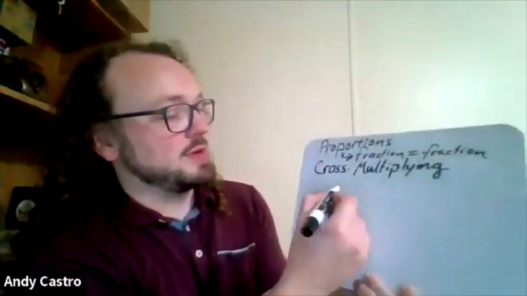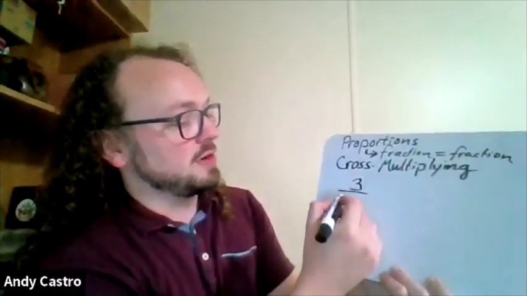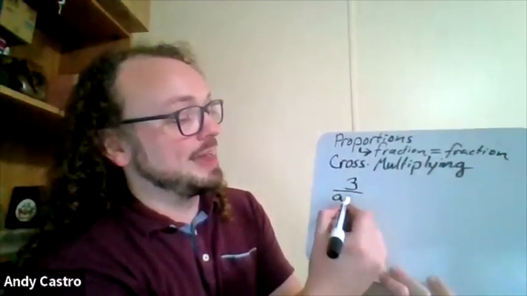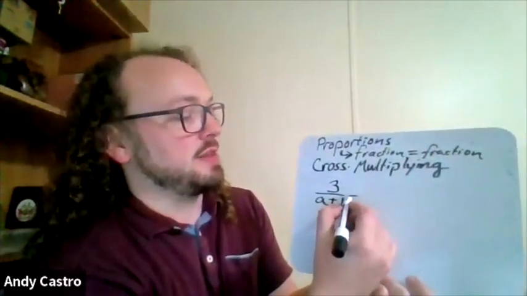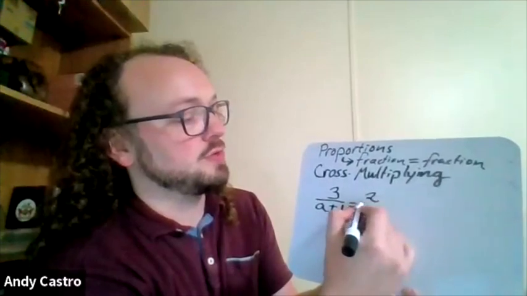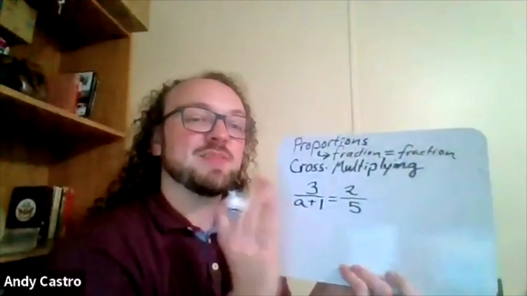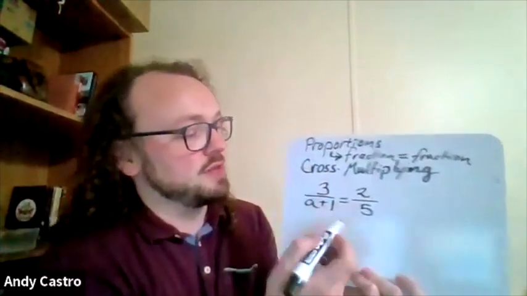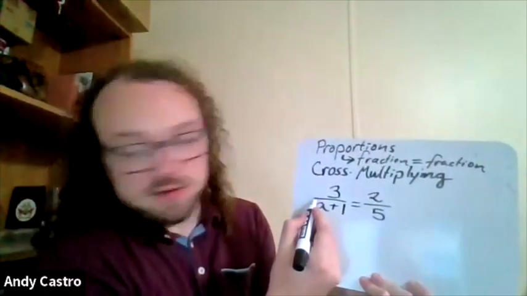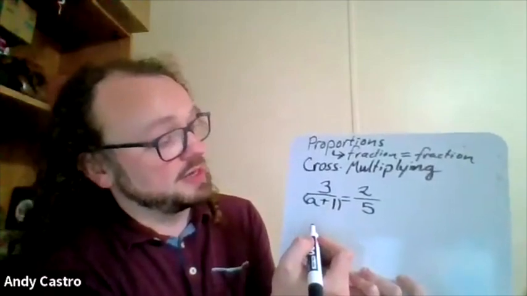There's only 2 more steps to go. So now we're going to have a problem where we've got 3 over a plus 1, and that's going to equal 2 over 5. I can do the exact same thing. I just have to be careful when I do my multiplication that I distribute to everything, right? I've got 2 terms here, and if it's not written, sometimes it's helpful to put parentheses around them. It's going to help us here in a second.